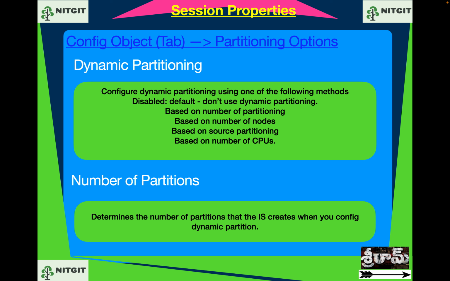We never do dynamic partitioning because the Informatica integration service would do this. Instead of that, we create source and target separate partitions, either key range partition, round robin, or whatever partition you want to use. So we don't let the integration service take care of the partitioning of the tables, right? So we don't use this one ever. Number of partitions determines the number of partitions that the integration service creates when you configure dynamic partition. We don't use this. You can ignore this one.